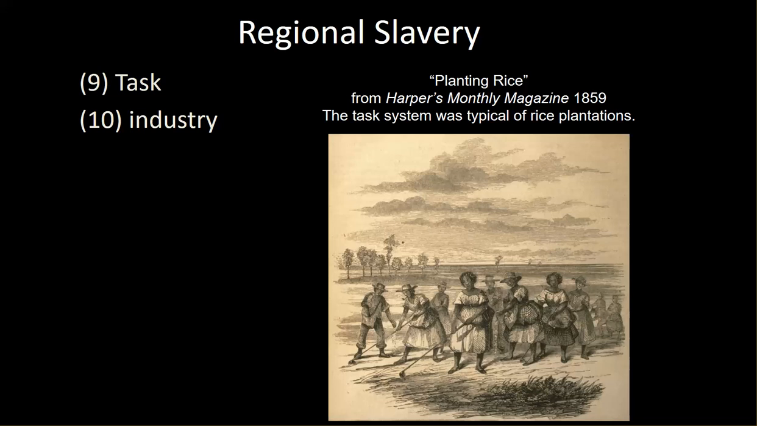In the task system, individual slaves would get a list of tasks, jobs that must be completed within a certain amount of time. You need to do this, this, and this, and it has to be done in 2 weeks. Well, if you do this, this, and this in the first week, then that second week is just your time to do what you want within the constraints of the plantation. But within the task system, there is not constant supervision.